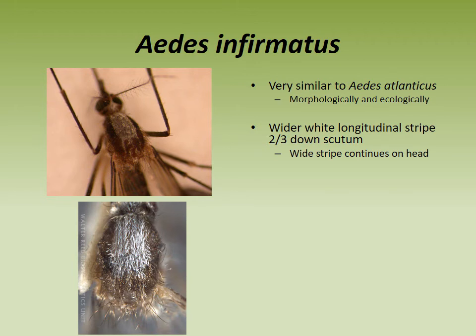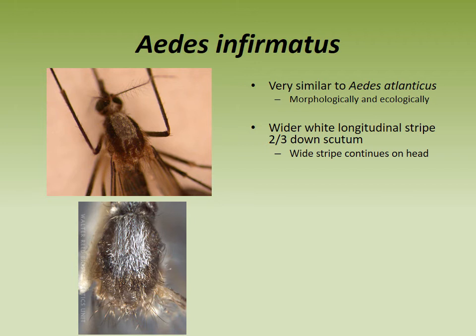But morphologically, that longitudinal stripe that is found on the thorax of an infirmatus is going to be much wider, and it's going to go down 2/3 of the scutum. So it won't go all the way down. It'll go 2/3 of the way down, and it'll be much wider. Also, the wide stripe kind of continues onto the head, and so having this mohawk that the atlanticus has, it's much wider on the head as well.